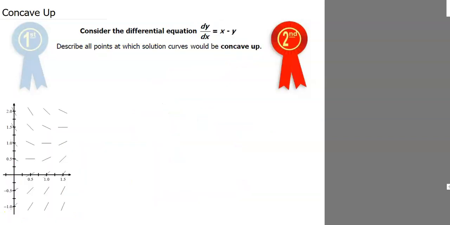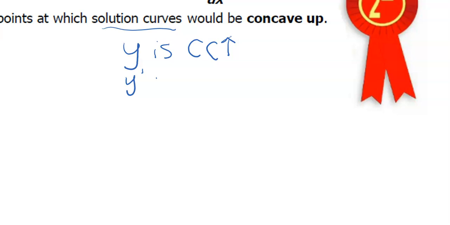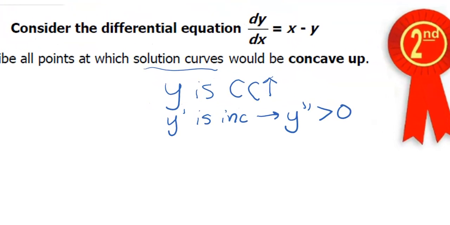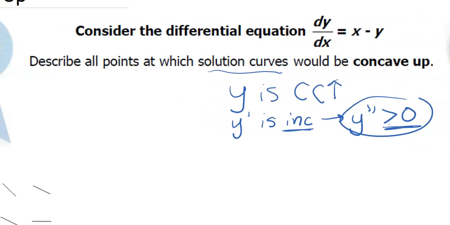Concavity. Again, think back to blue sheet stuff. Solution curve, meaning y. If y is concave up, then we should know that y prime is increasing and that y double prime is positive. Deciding whether something is positive or negative is easier than determining whether something is increasing or decreasing, so we'll go with this. But that means we need to find the second derivative. I'm going to copy what they gave me, and I need to take the next derivative.